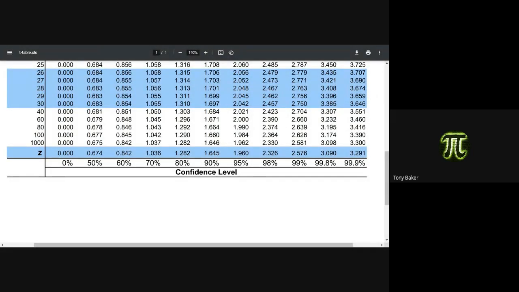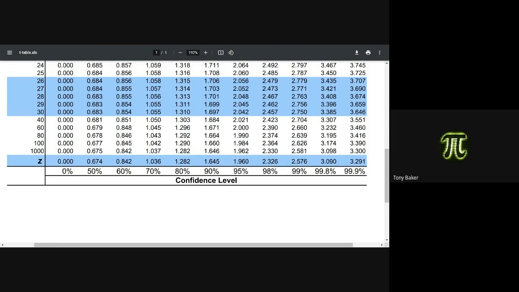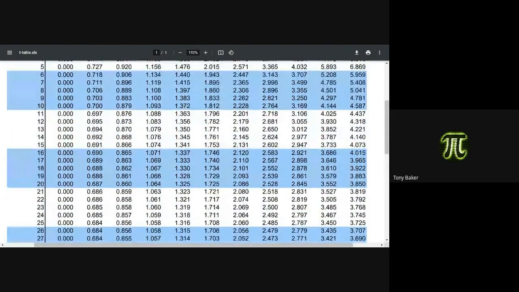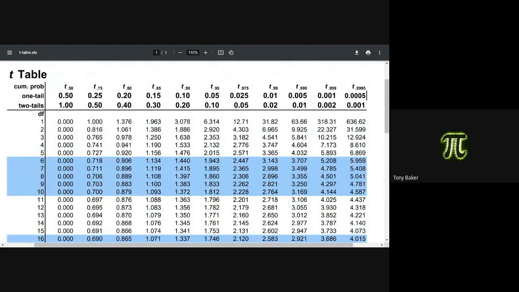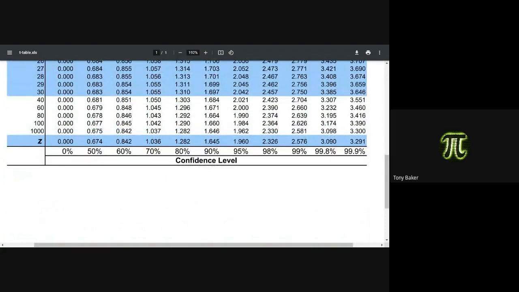What's at the very bottom of the t-table? Confidence level. It gave you the z-scores for your confidence levels, and those are based on the two-tail. Because if you look at 95%, if you go back up, two-tails, 0.05. In this case, my confidence level for 95%, my z is 1.96.